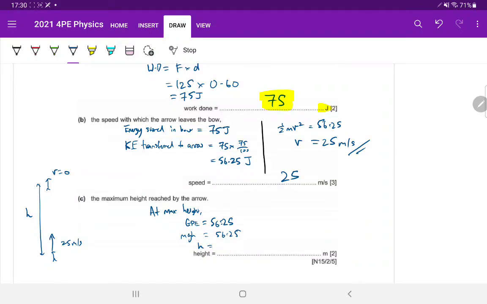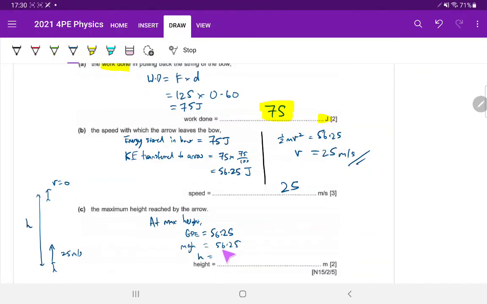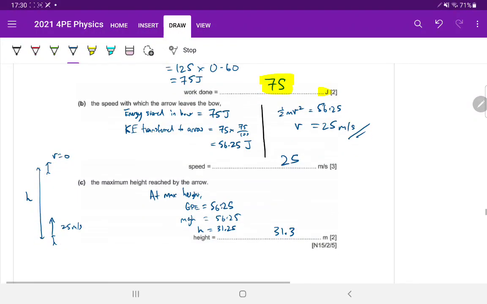M is 0.18, you got it from the question, and g is 10. So just do the math, sub it in, and you have the answer. I don't want to go through the working too thoroughly. The main thing is that you give it to 3 SF, so 31.3 m. The main thing is to understand the thinking behind it: maximum height means no KE, all changed to GPE. Okay, cool.